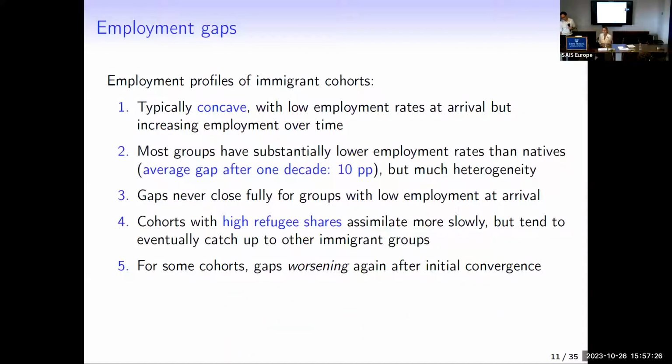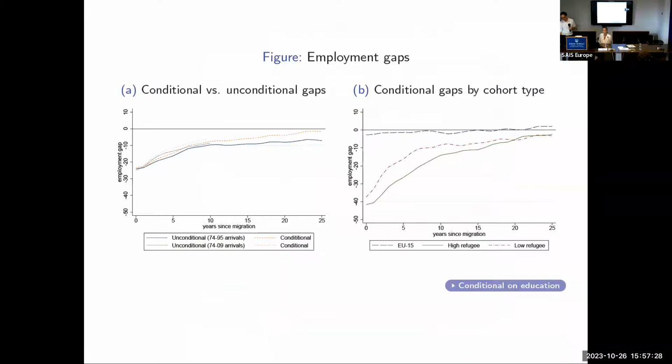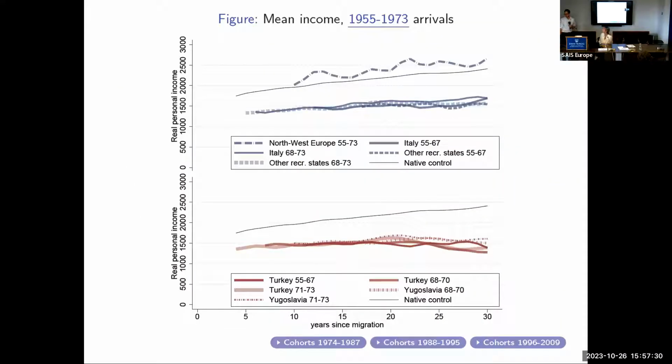We could do the same for income, but I don't want to lose too much time, so I'm just going to show you one graph for income. These are the earliest arrival cohorts, the guest workers. It's the same type of graph, but now the y-axis is real personal income, monthly income. Again, the black line are the natives, and then you have the different immigrant groups.